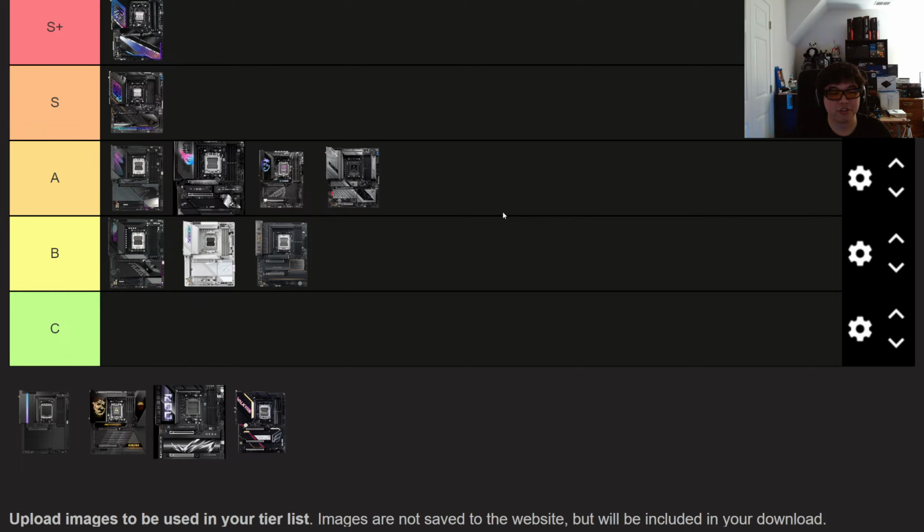Should above 4G decoding be on as well? Yes, it should be on. If you're running resizable bar, that should be turned on.